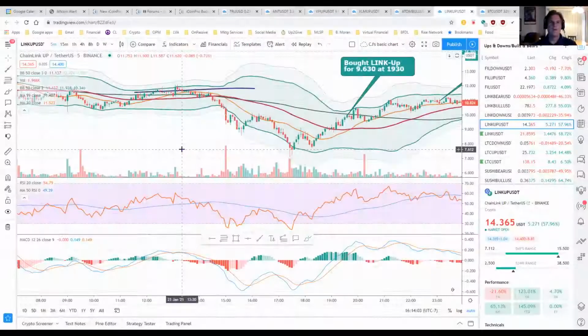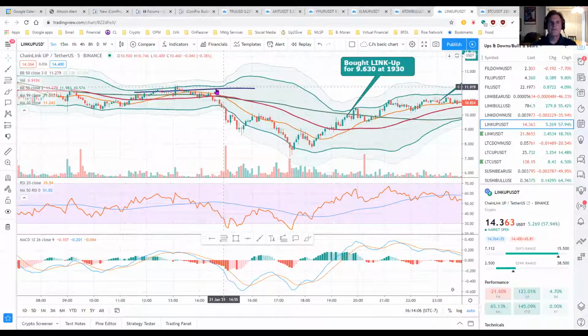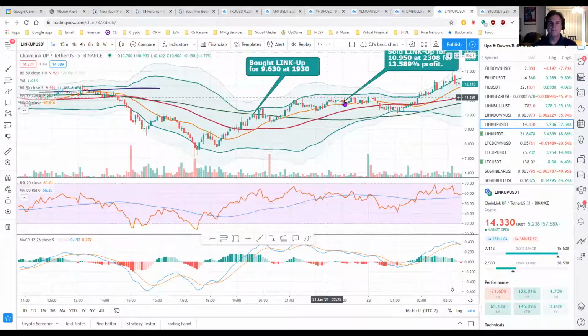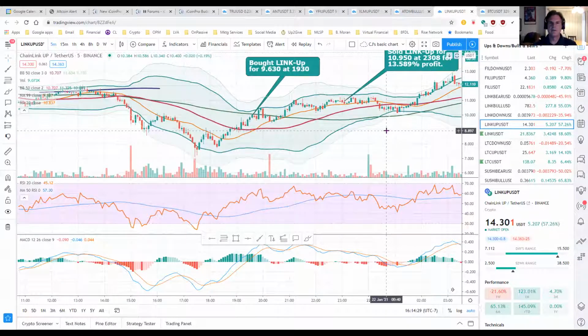I was originally looking at this line here for resistance and an exit point, but I saw I already had a nice profit right around bedtime at 11 o'clock at night. So I went ahead and lowered my sell order to 10.95, and I'm out at 11 o'clock at night, 13.589% profit. I'm content with that. I like double-digit profits.